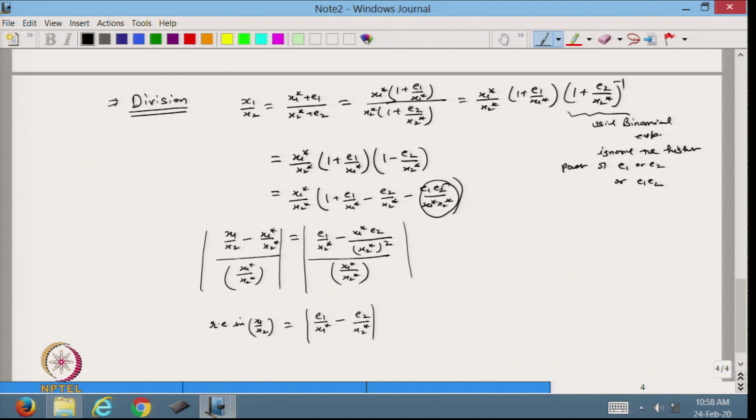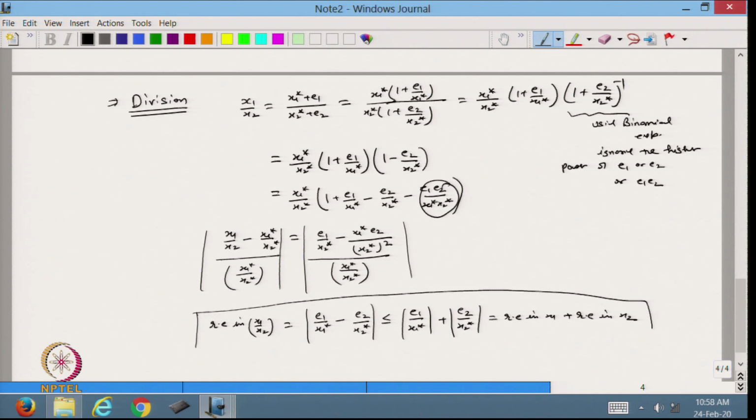So, that is the number we got in this case. This is 1 plus, taking the left side, and that can be written as E1 over x1 star plus E2 over x2 star. So, this can be written as relative error in x1 plus relative error in x2. By using this, we can say that the relative error in x1 divided by x2 is always less than or equal to the relative error in x1 plus the relative error in x2.